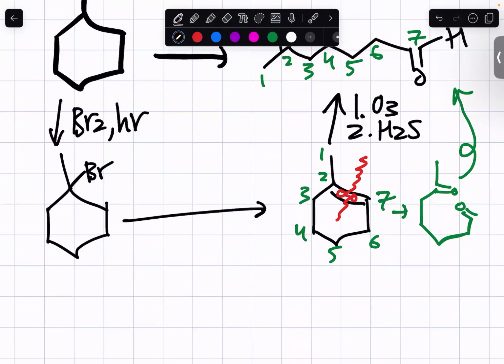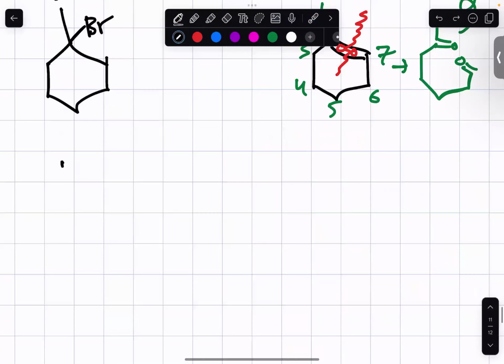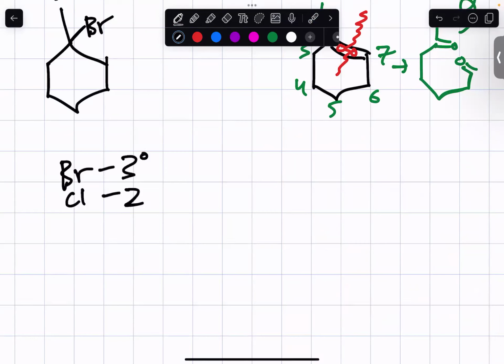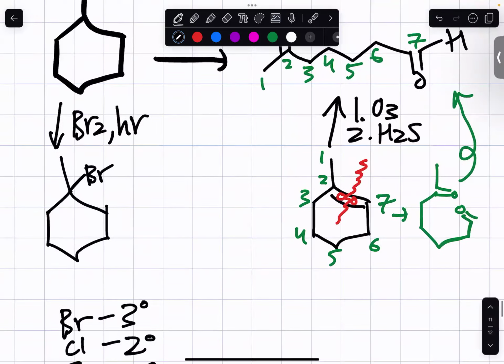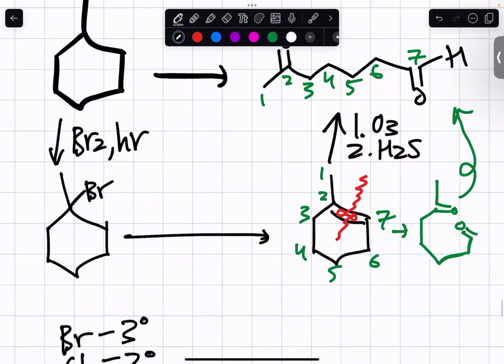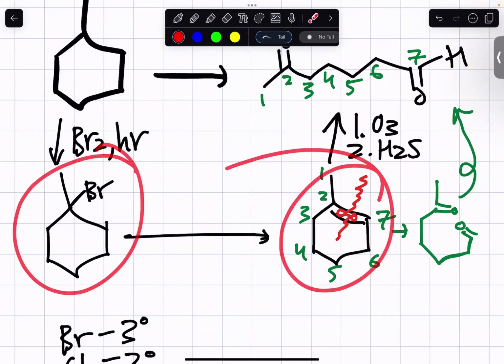I forgot, but is Br for tertiary or secondary? Which ones are for which? Br is for tertiary, Cl is for secondary, fluorine is for primary. Okay, thank you. Now, how can we convert this haloalkane into this alkene here?